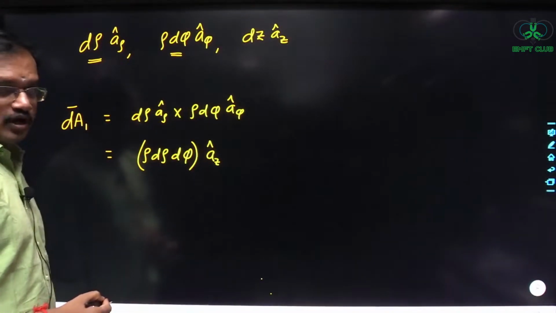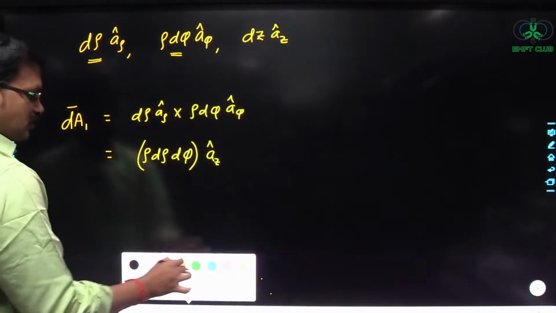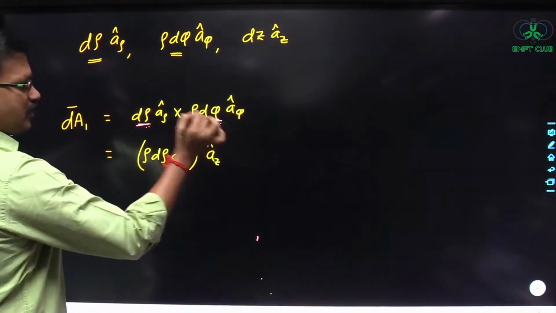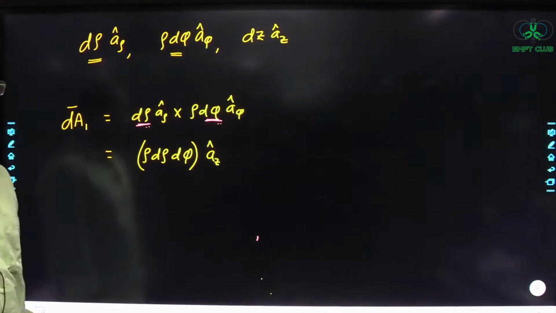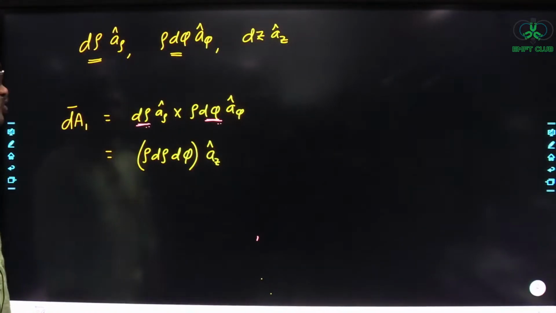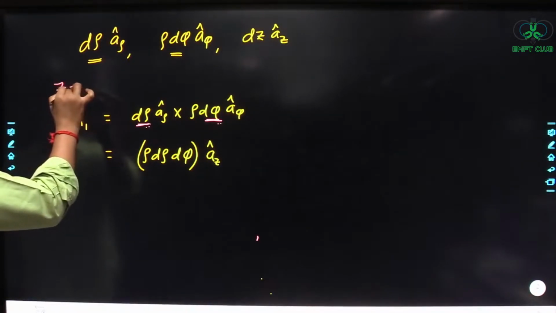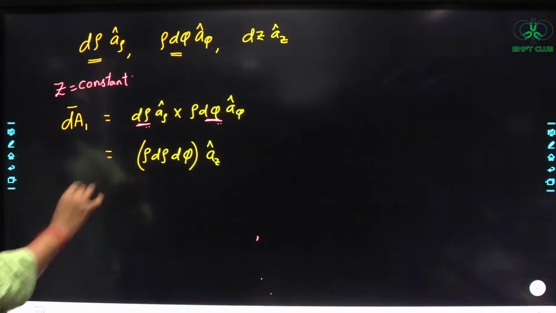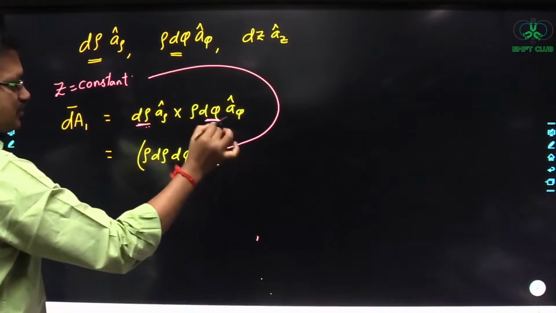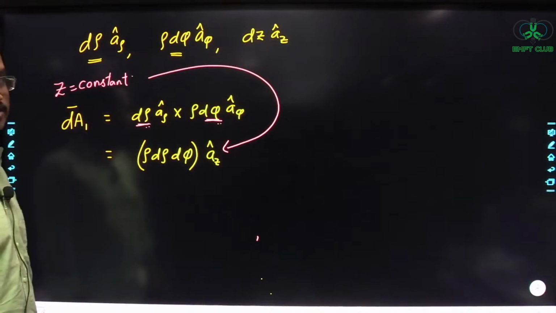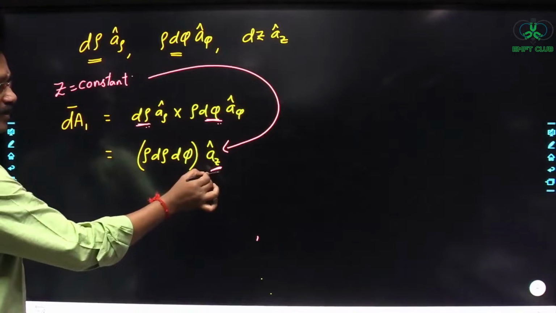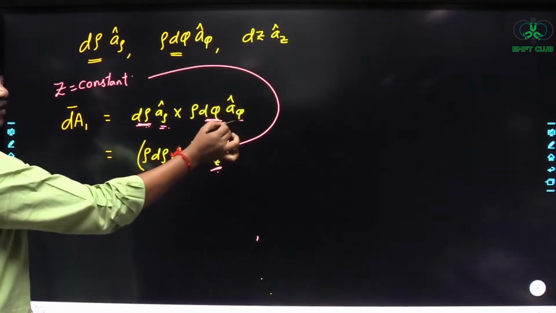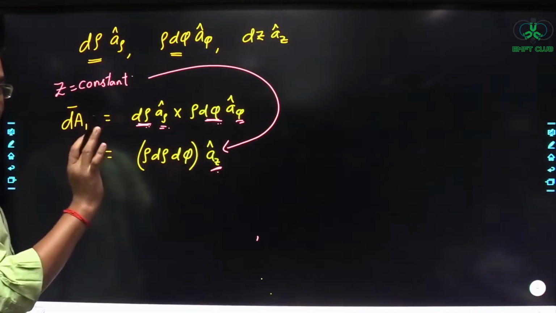If you observe here, the variables are nothing but rho and phi. So that means z is constant. So we call this plane a z equal to constant plane. For the z equal to constant plane, the direction is in az cap direction. Why is it in the az cap direction? Because you are enclosing the surface from a rho cap to a phi cap. Understood?